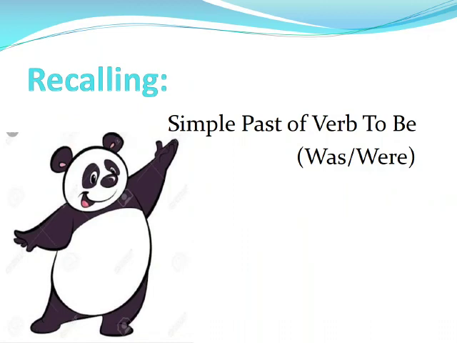Now, at the end, here comes the recalling time. Today we learnt about the topic simple past of verb to be, that is, with which nouns or pronouns we must use was and with which nouns or pronouns we must use were. We have learnt that we use was with he, she, it and I, and we use were with you, we and they.